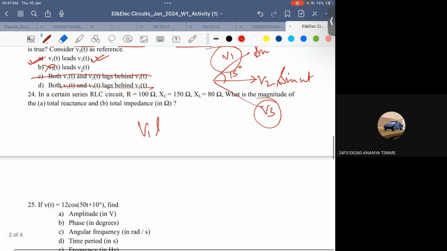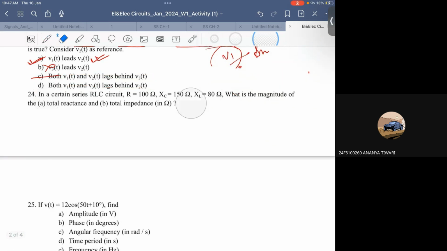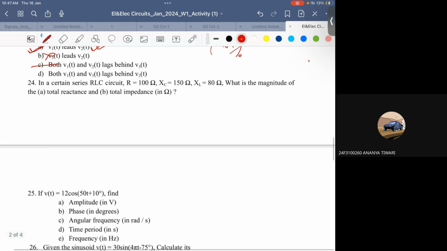What about the 24th question? What has been given here? In a certain RLC circuit, R, XC, XL, everything has been given. What is the magnitude of the total reactance and the total impedance? How will you calculate the total impedance? This is pretty simple, right? How do you calculate the magnitude of total reactance? It's square root of XC square plus XL square.